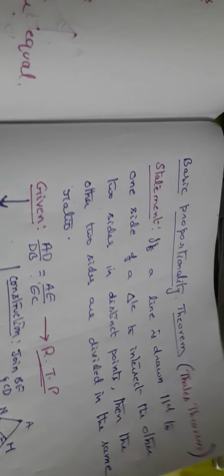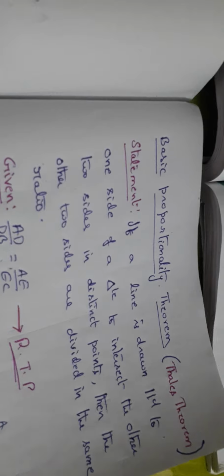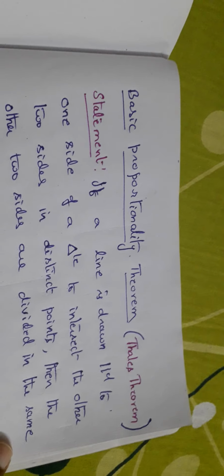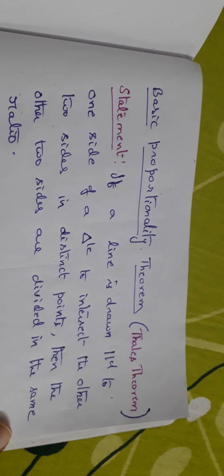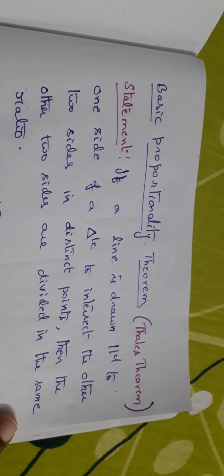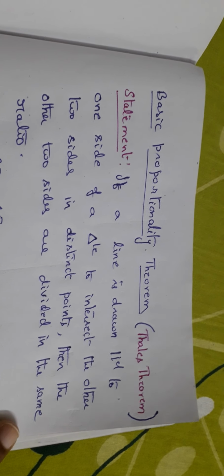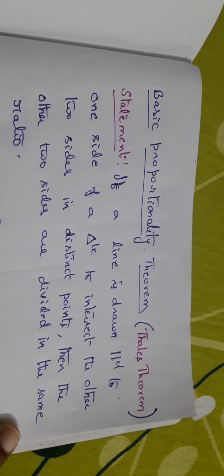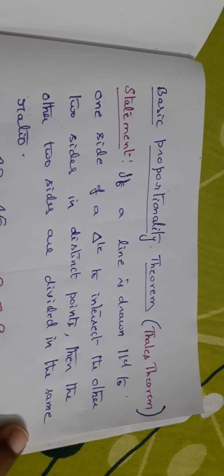So now the next part, the very most important part here, that is the first theorem of similar triangles, or from this chapter, the basic proportionality theorem. So what is the name of the theorem? Basic proportionality theorem, or rather we also call it Thales theorem. I think you people can see the name here. Right. What does the statement say?